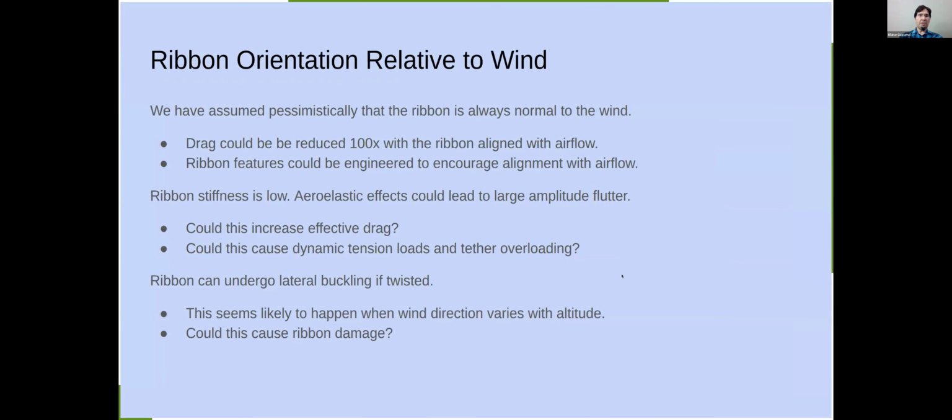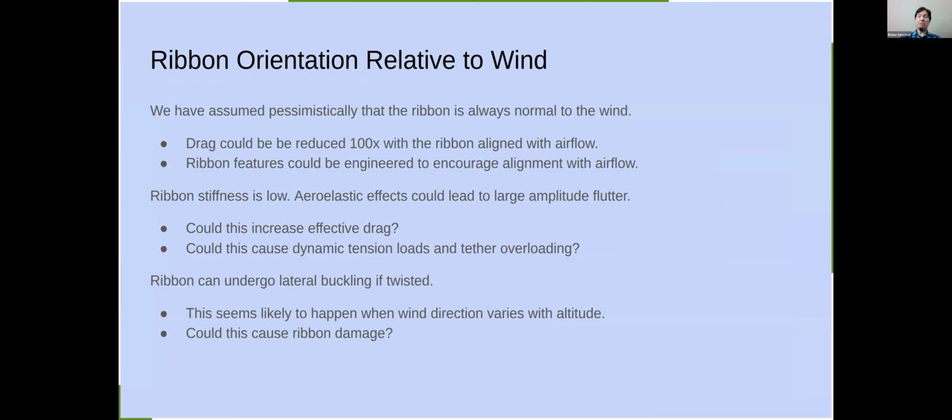Lots that we haven't really considered here. One of the most important ones is we've assumed that the ribbon is perpendicular to the wind. If we could ensure that the ribbon is always going to be edge on, we get a 100x reduction in wind loading, and that would completely be a game changer. So, are there ribbon features we could engineer in to encourage the ribbon to align itself with the airflow?